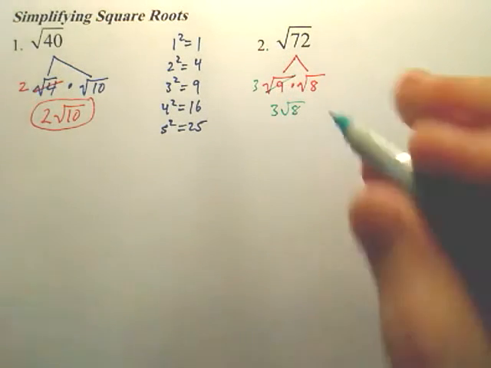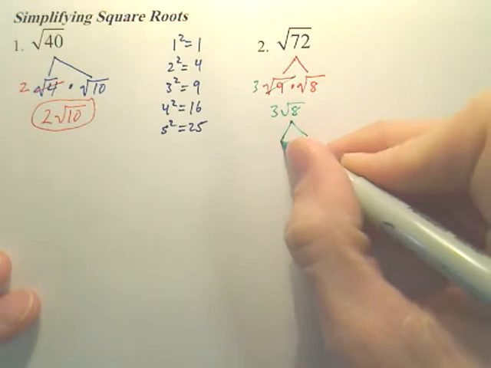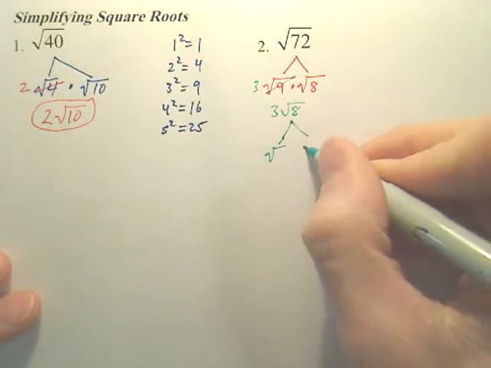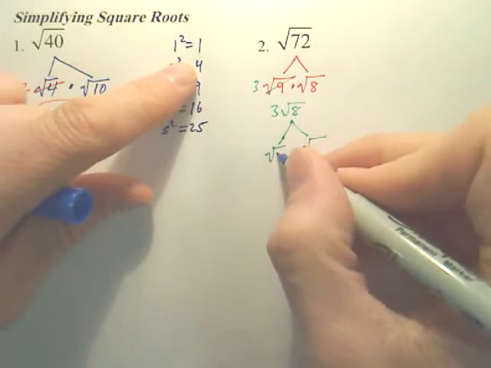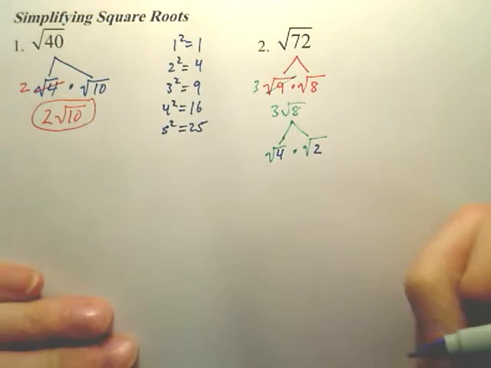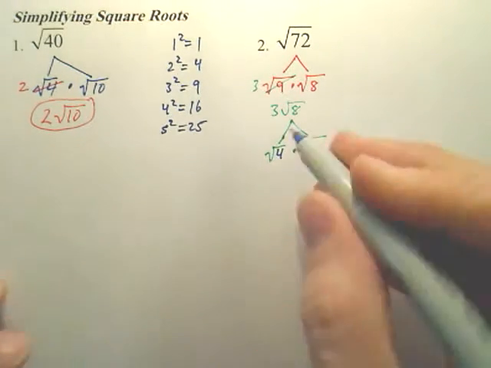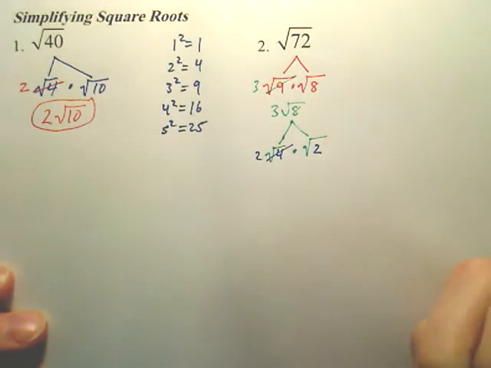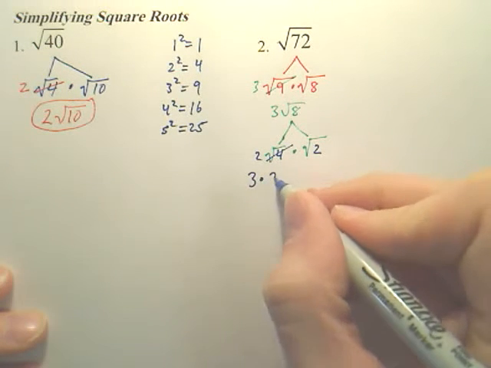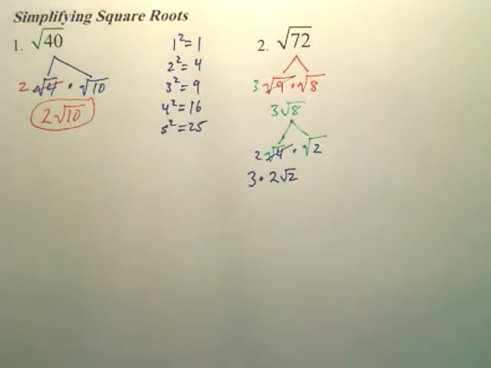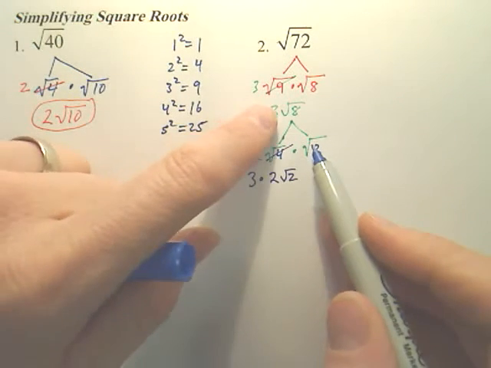So we think we're done. The problem is 8 can actually keep going. Watch. What makes 8? Well, isn't that a 4 times a 2? And isn't the square root of 4 2? So don't we now have 3 times 2 square root 2? 2 square root 2. Don't forget that 3 up there.